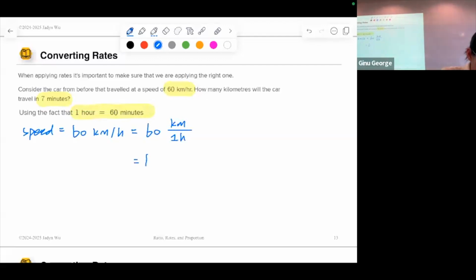And we know that an hour can be replaced by 60 minutes. So I can change the an hour to 60 minutes here. So here we are using the fact that 1 hour equals 60 minutes. And after that, I can move these 60 minutes out, where is the denominator part, and keep the units the same.